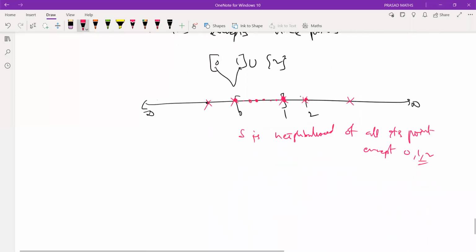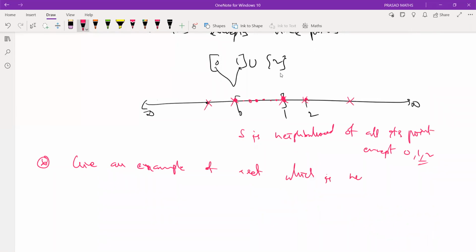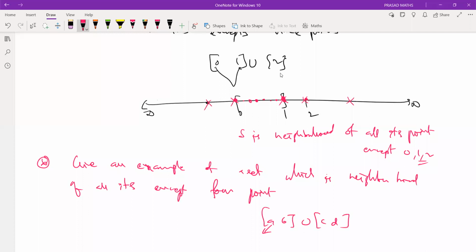Anybody? Give me a set. Union of two closed intervals is enough, sir. Yeah, I know. Union of two closed intervals. Give me an example of a set which is a neighborhood of all its points except 4 points. So as he said, this is enough. This set is not a neighborhood of this point, nor of B, nor of C, nor of D.